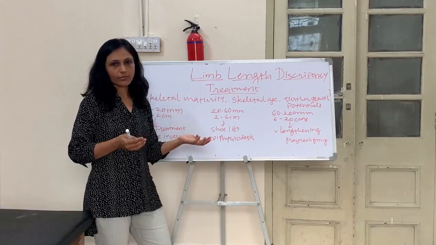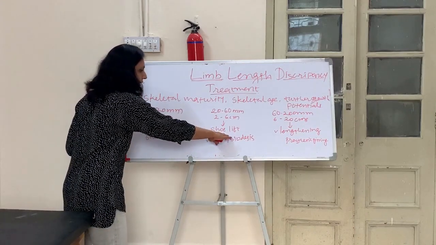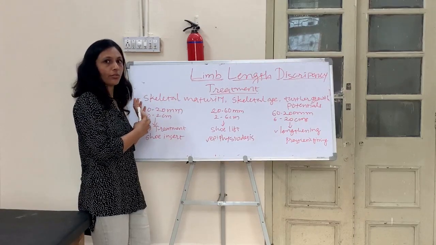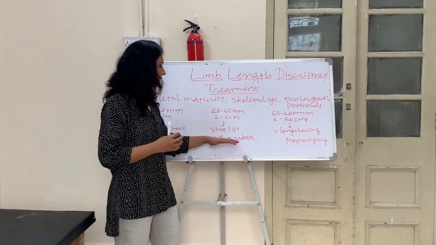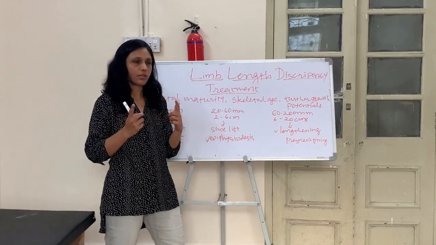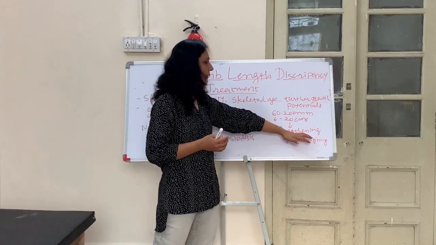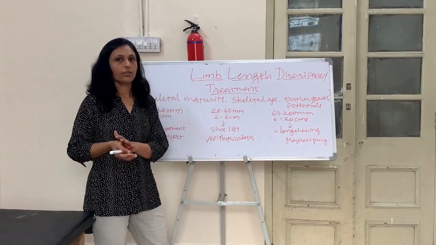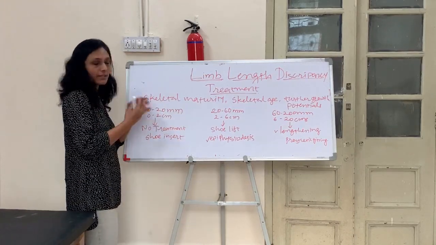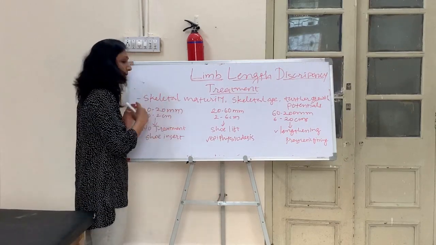So these are the three methods which we use. The shoe raise or shoe insert and the shoe lift or shoe sole raise are considered non-surgical methods of treating the length discrepancy. And in the surgical method, we have two options: either shortening of the longer side, or lengthening the shorter side. Okay, so now let's see how we are going to decide which treatment option to opt for a specific patient.